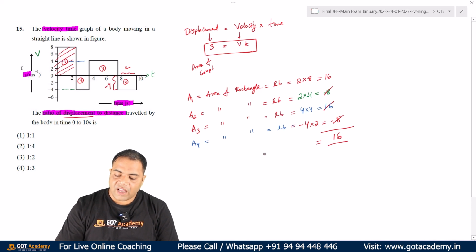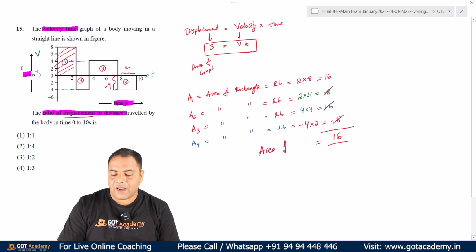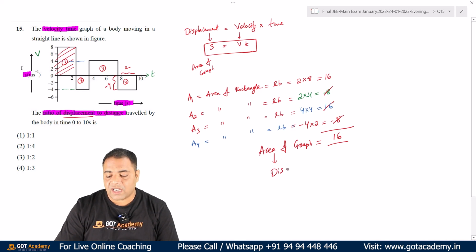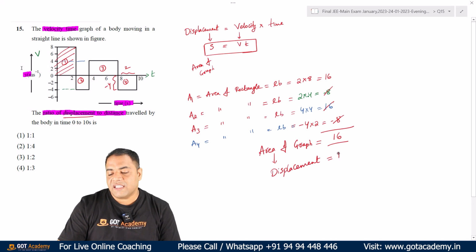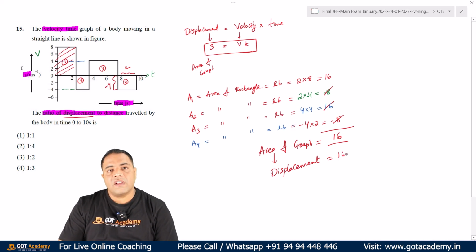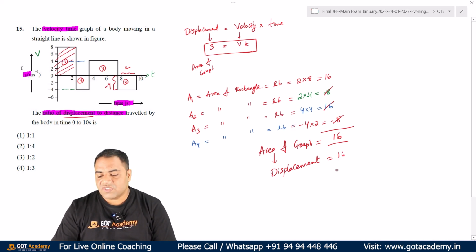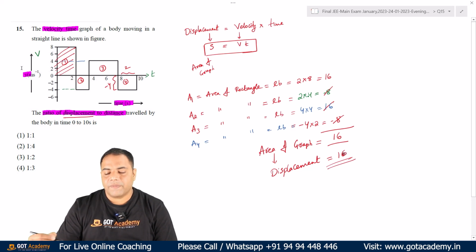So the total area of the graph is equal to 16. Here, what does area stand for? Since you are taking this negative value, that is a direction vector, this is nothing but displacement. So the total displacement in this particular graph is 16. You have to keep that in mind.